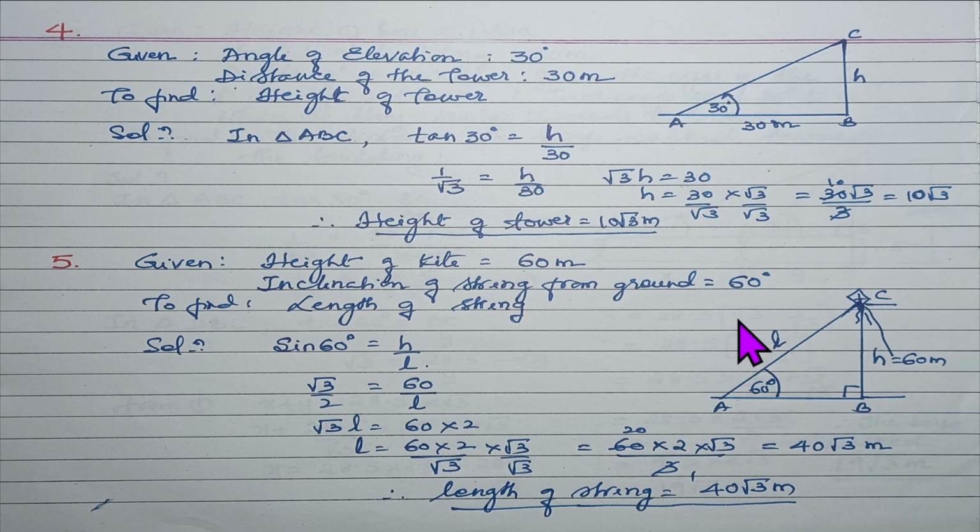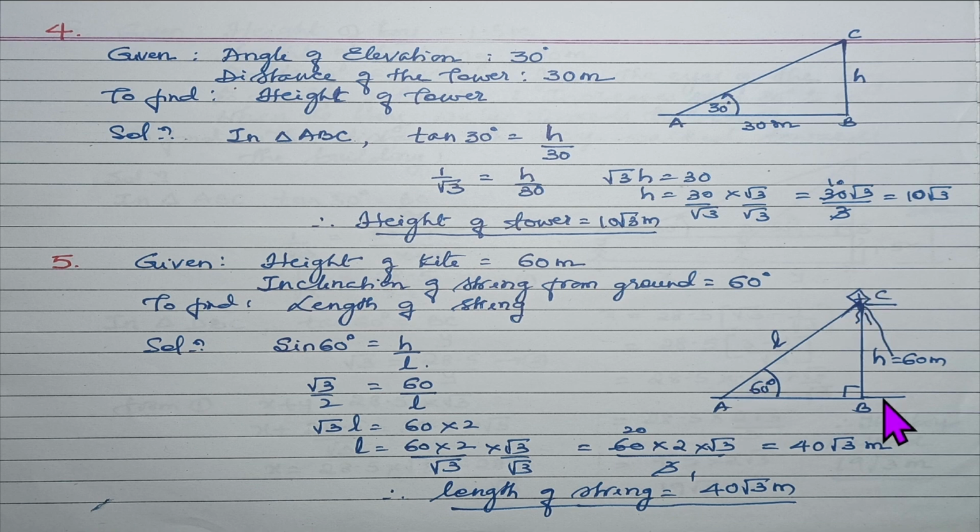Now the next example, that is example number 5. We are given a kite. The kite is flying at a certain height, that is, the height is given as 60 meters. Now there is a string tied to the kite and it is stretched to the floor, and it makes an angle of elevation of 60 degrees. Now we have to find the length of the stretched string here.